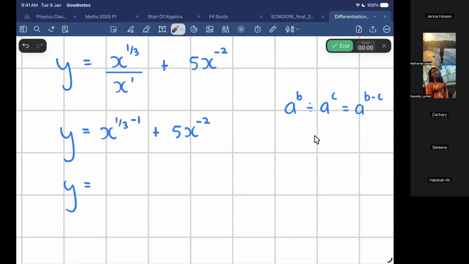So Habiba, what's a third minus 1? What is a third minus 1?